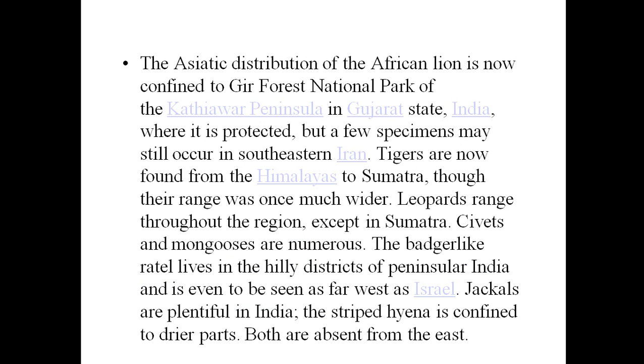Probably all of you know that the Asiatic lions are now confined to the Oriental region. It's only a small pack in the Gir National Park of the Kathiawar Peninsula in Gujarat state of India, where they are protected. A few specimens may occur in southeastern Iran also.